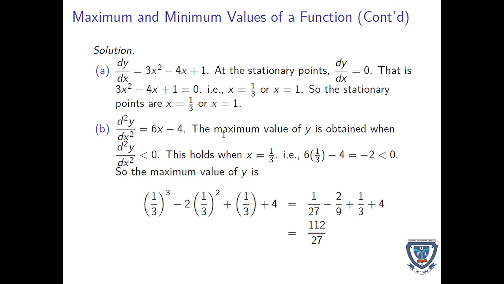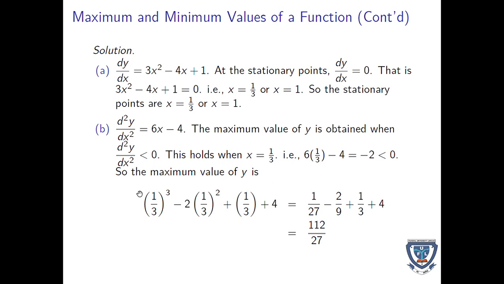Now the maximum value of y is obtained when this double derivative is less than 0. This holds when x is equal to 1 over 3. So if x is equal to 1 over 3, you will now have 6 times 1 over 3 minus 4, and that will give you minus 2. And minus 2 is negative. So for that reason, the maximum lies there at x equal to 1 over 3.